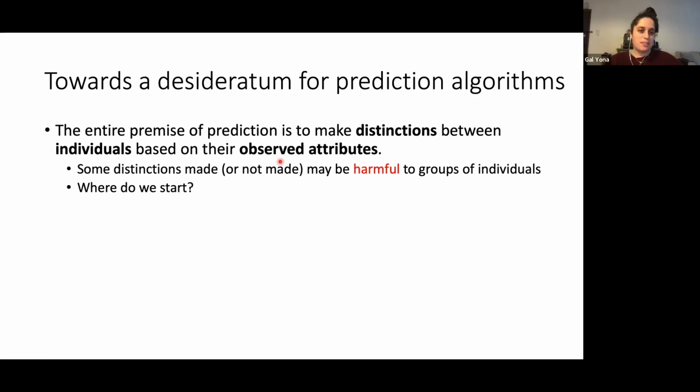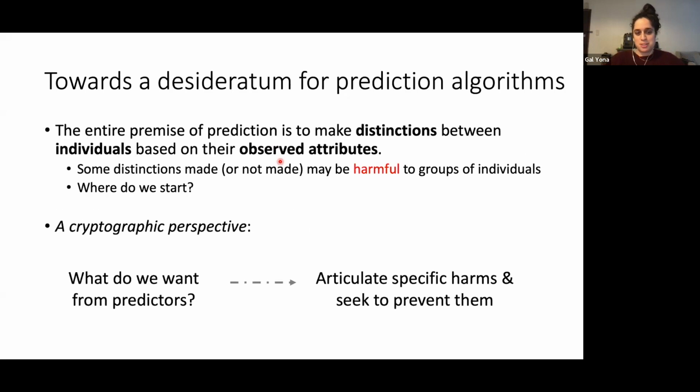Okay, so right towards coming up with this desideratum, there is a subtle point here, right? On one hand, the entire premise of prediction is to actually make distinctions between individuals based on their observed attributes. But on the other hand, I've just argued that some of these distinctions that algorithms end up making or not making may actually end up being harmful towards groups of individuals. So the perspective that I'm going to present today is in some sense replacing this question of what do we want from predictors with trying to build up towards articulating specific harms and then seeing how we can prevent them.